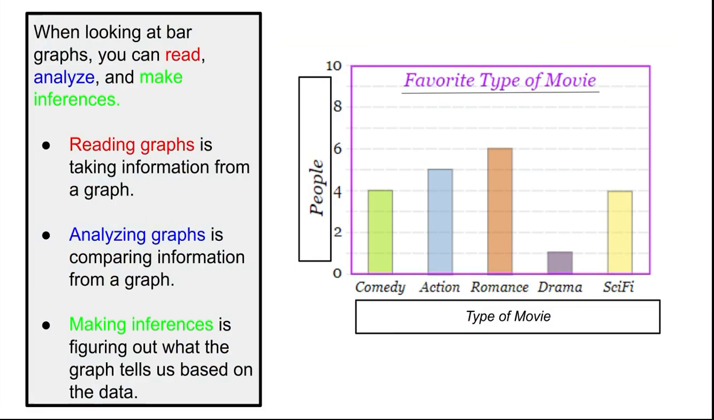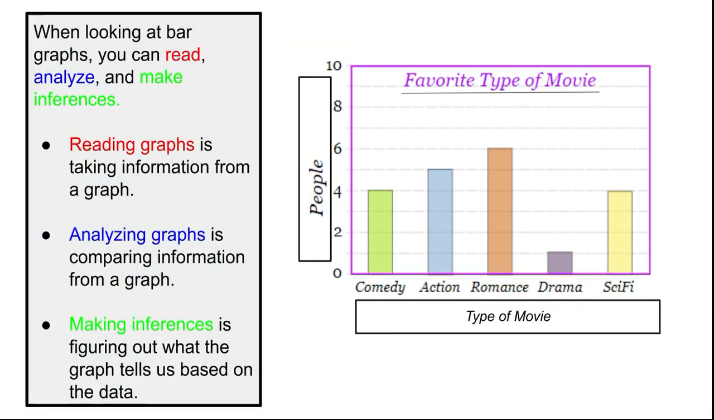It got the most votes. This bar is the highest. Only 1 person likes drama as their favorite type of movie. That bar falls between 0 and 2 on this graph. It got the fewest votes. That bar is the shortest. 4 people chose sci-fi as their favorite type of movie.